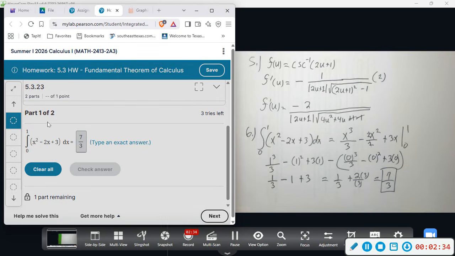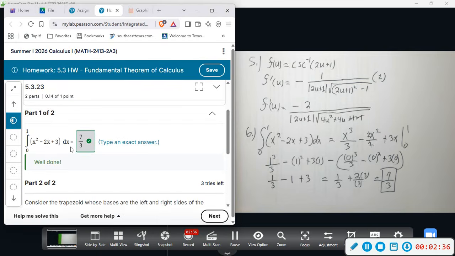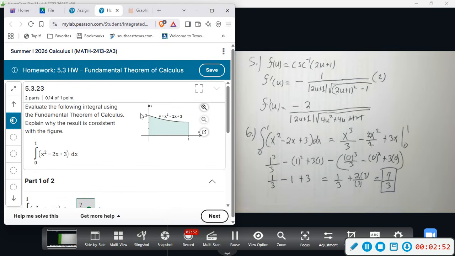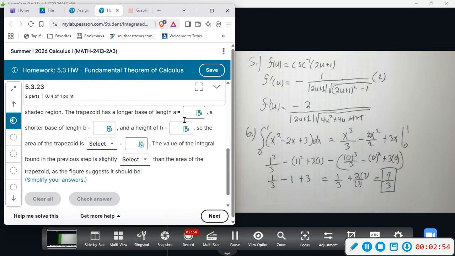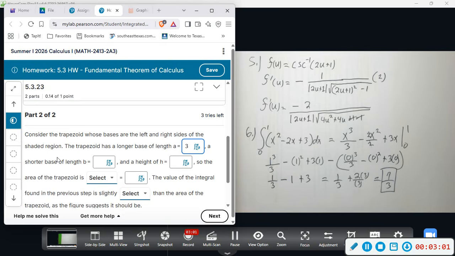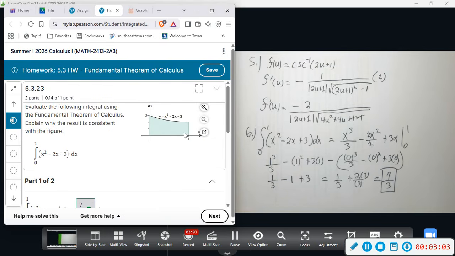Okay, sorry, there's 2 parts. First, it wants us to, okay, never mind. Consider the trapezoid whose bases are the left and right sides of the shaded region. The trapezoid has a longer base of length A. So that's going to be 3. And then shorter base B, this looks like 2.